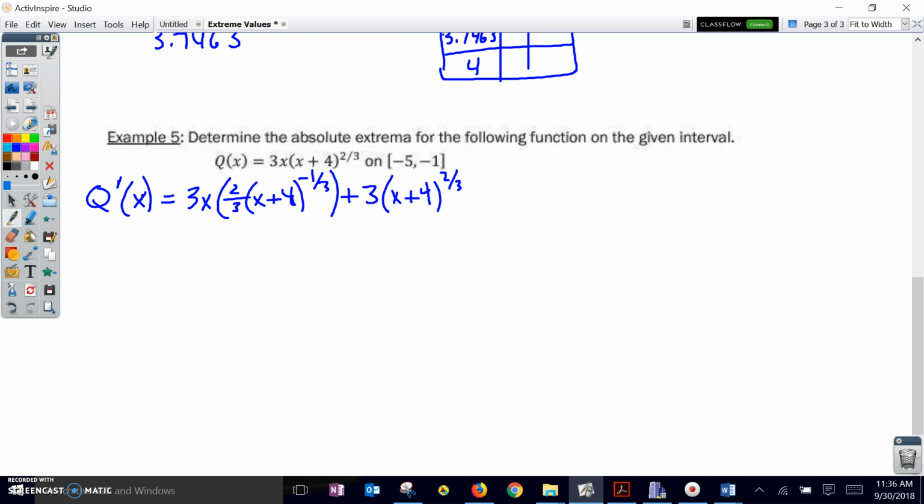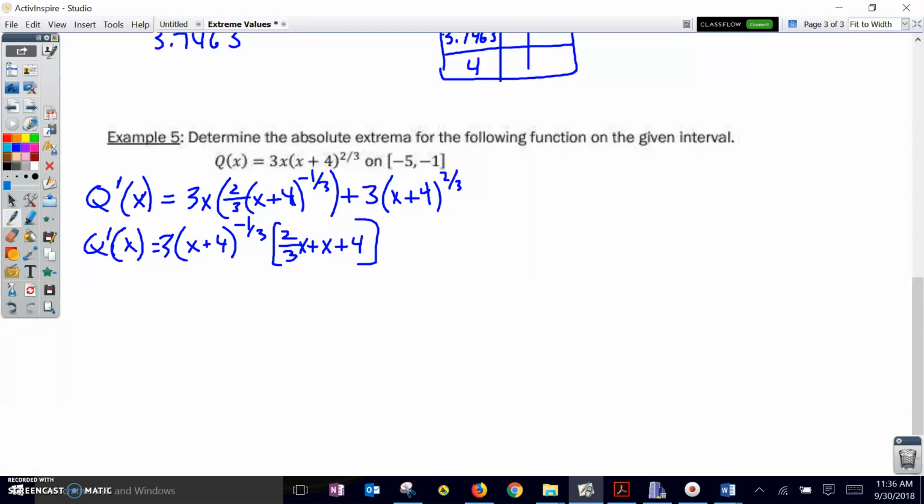And we want to figure out where this is 0 or undefined. I can factor an x plus 4 to the negative 1/3 out of this, and also 3. And that gives me 2/3 x plus x plus 4. Is that right? 3 and 2/3 x plus, yep, x plus 4.